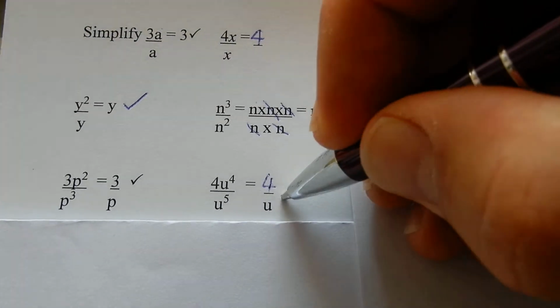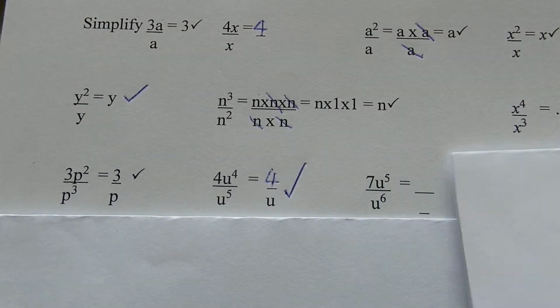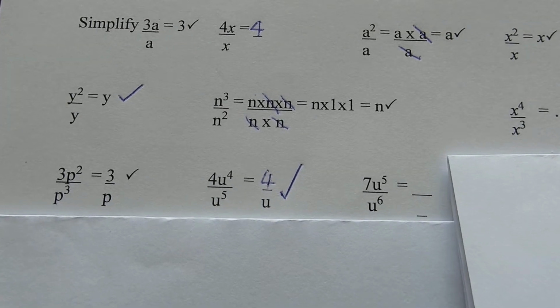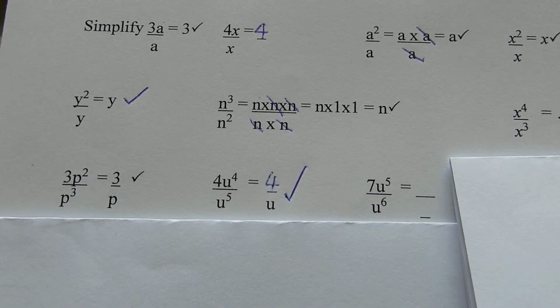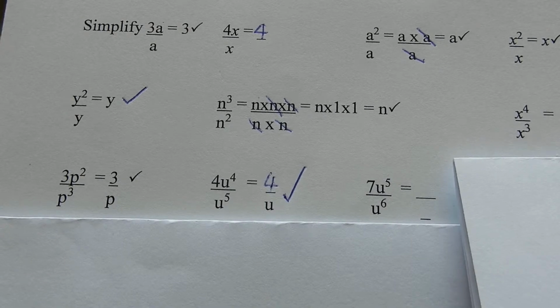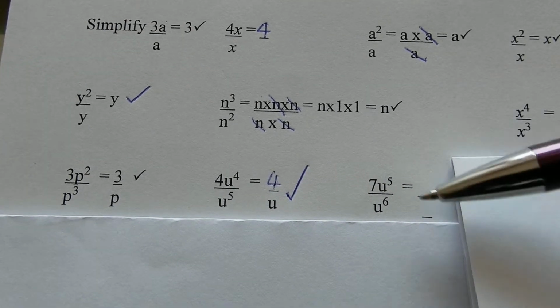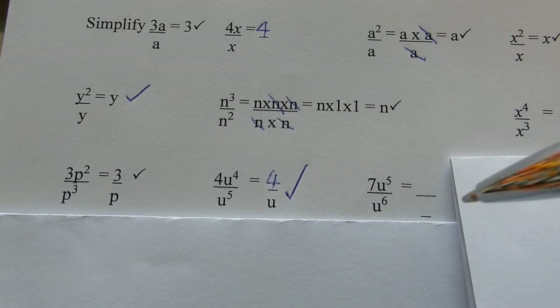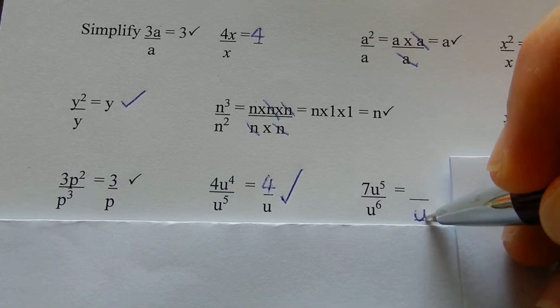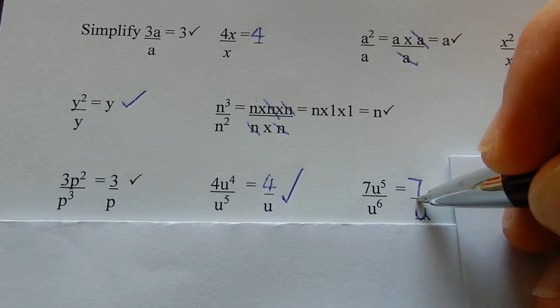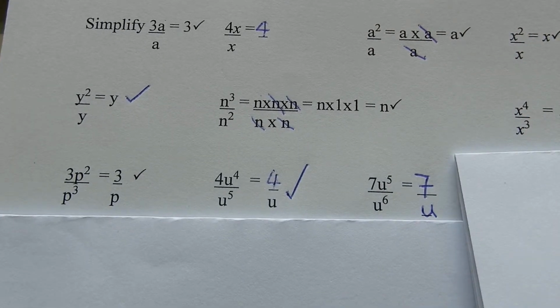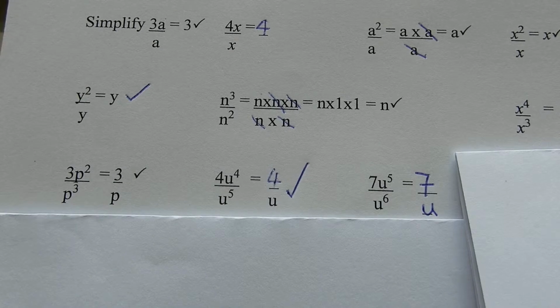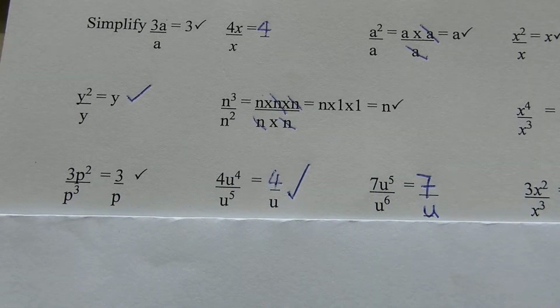Oh, tick. Always good to tick things. I like ticking things. 7u to the 5 divided by u to the 6. Again, we've got one more u on the bottom than we have on the top. So after the algebra, one more u on the bottom and no u's on the top. Just one. That's all that's left over after all that cancelling. There we go.